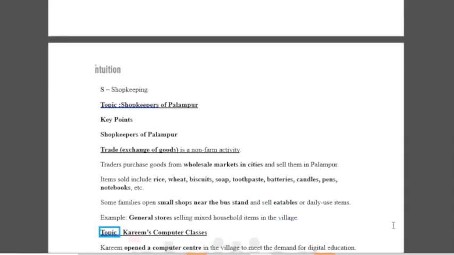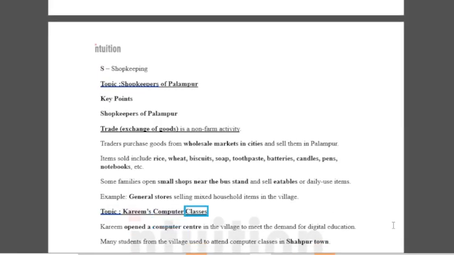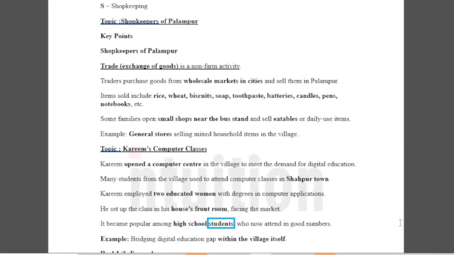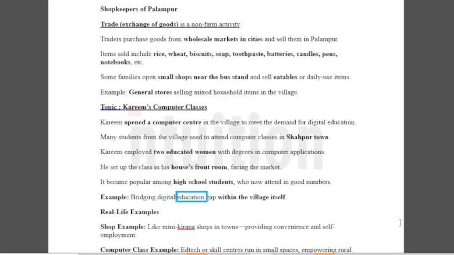Topic: Kareem's computer classes. Kareem opened a computer center in the village to meet the demand for digital education. Many students from the village used to attend computer classes in Chapur town. Kareem employed 2 educated women with degrees in computer applications. He set up the class in his house's front room, facing the market. It became popular among high school students who now attend in good numbers. Example: bridging the digital education gap within the village itself.